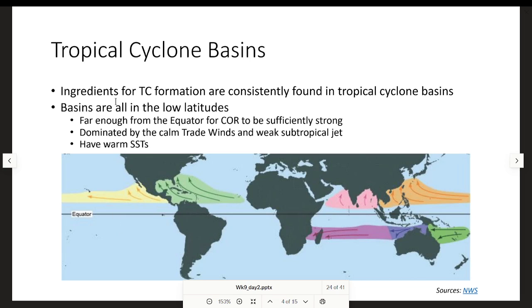Ingredients for tropical cyclone formation are consistently found in tropical cyclone basins. So they're far enough from the equator for the Coriolis to be sufficiently strong. They're dominated by the calm trade winds and weak subtropical jet, and they have warm sea surface temperatures. So this is the one I was talking about. All of these are tropical cyclone basins, so tropical cyclones can form in all of these, but the ones that we're predominantly concerned with for the United States are the ones that make landfall in the eastern half of the United States. See, they form off of the coast of Africa and they move into the Atlantic or the Gulf of Mexico.